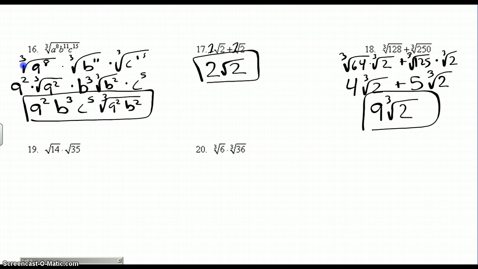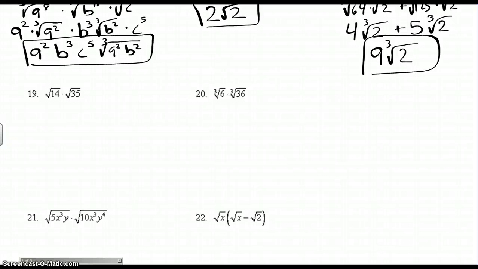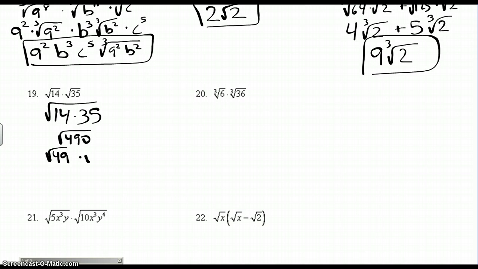But notice how we can only add them together if they're the same radical and the same number underneath the radical. Okay, so now we're looking at number 19. This is multiplication. So what I can do is combine underneath both numbers. So I can do the multiplication of 14 times 35 underneath the radical. This gives me 490. And now I'm just going to simplify that. I can break that off into a perfect square, 49 times the square root of 10, because we know the square root of 49 is just 7. So this simplifies to 7 root 10.